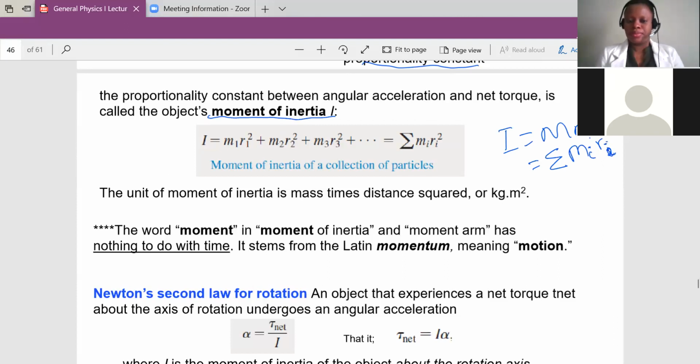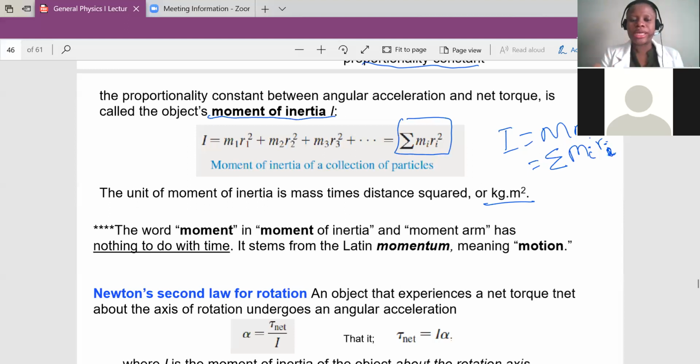So for the moment of inertia of a collection of particles, we use this summation, where i represents the number of particles you are attending to. And the unit for moment of inertia is kilogram meter squared. Now, one thing to keep in mind: whenever we discuss anything in rotational motion, we'll have its equivalent in linear motion, because it is the understanding of linear motion that we are extracting to interpret rotational motion.